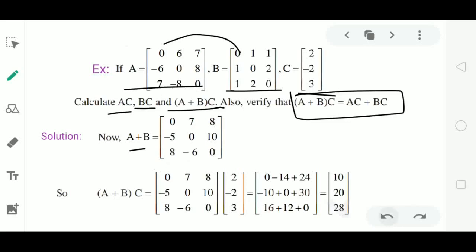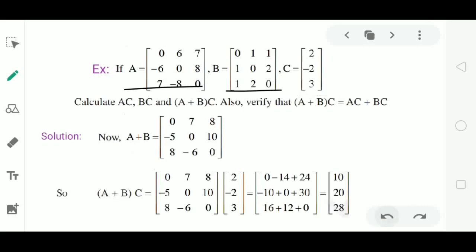Next, we find the multiplication of matrices A plus B and C. We can define the product only when the number of columns of the first matrix equals the number of rows of the second matrix. So here, the number of columns of the matrix A plus B is 3. The number of rows of the matrix C is also 3. Number of columns of A plus B equals number of rows of C. Hence, we can define the product A plus B into C.